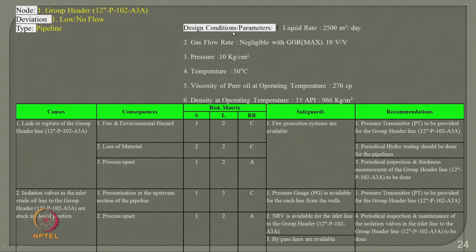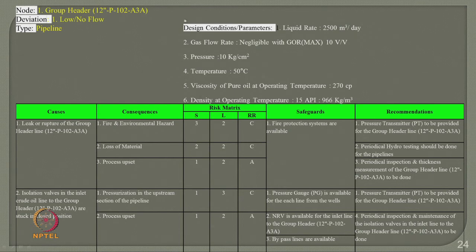Now the design conditions for a given specific location are indicated here, which will be the liquid rate of 2500 cubic meters a day, the gas flow rate is negligible, the operational pressure in this specific header is about 10 kg per centimeter square, the operational temperature is 50 degrees Celsius, the viscosity of the pure oil at the operating temperature is 270 centipoise, and the density at the operating temperature is about 15 API, which is closely 966 kg per cubic meter.